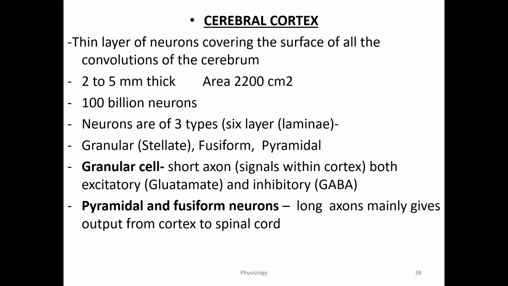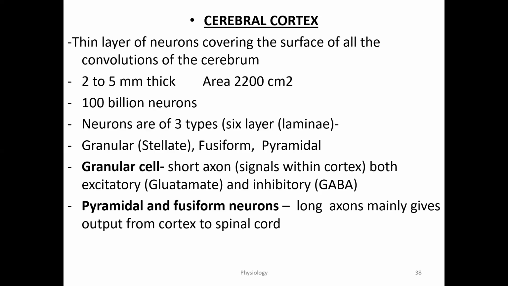So briefly, the cerebral cortex, both sensory and motor cortex, has 6 layers, and the various cells present are called granular cells, fusiform cells, and pyramidal cells. Granular cells form the short axon. You know what the different types of axons are. Short axon is nothing but they connect different neurons in the vicinity. That is, they are within the brain only. That is called short axon.